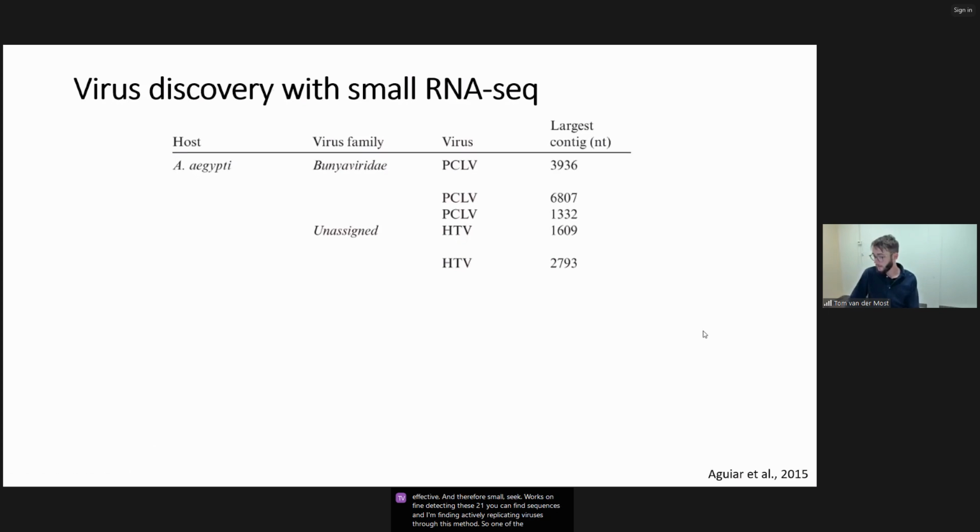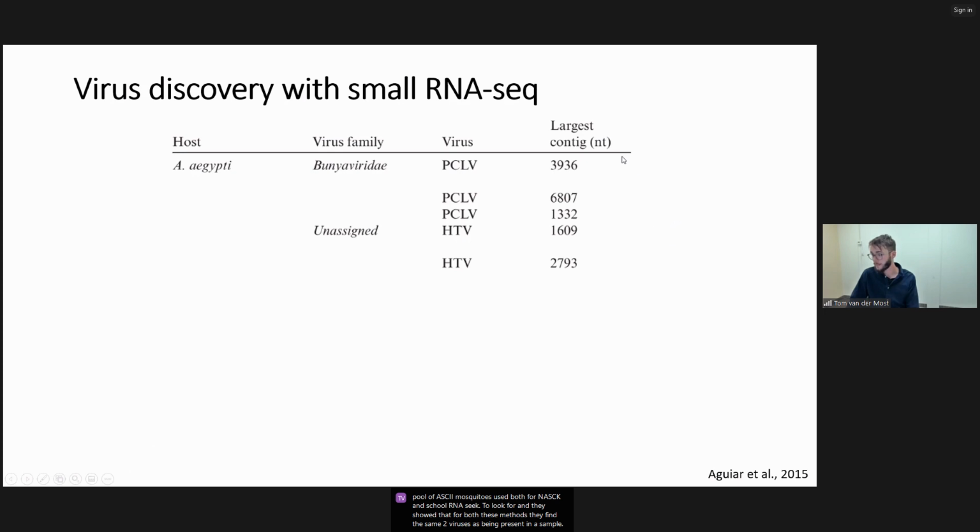So one of the important publications showing the benefit of small RNA-seq for this approach is Aguiar et al. 2015, which from the same sample of the same pool of Aedes aegypti mosquitoes used both full RNA-seq and small RNA-seq to look for viruses, and they showed that for both these methods, they find the same two viruses as being present in the sample.